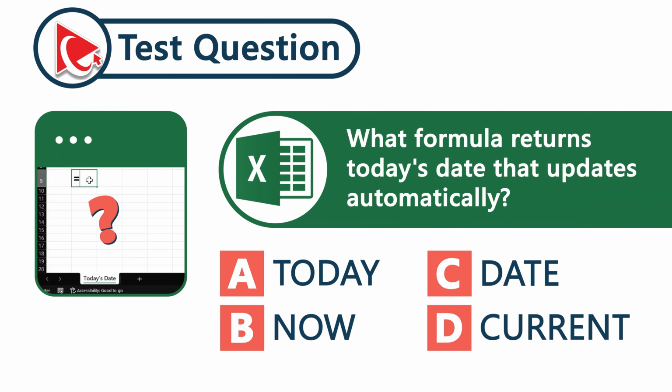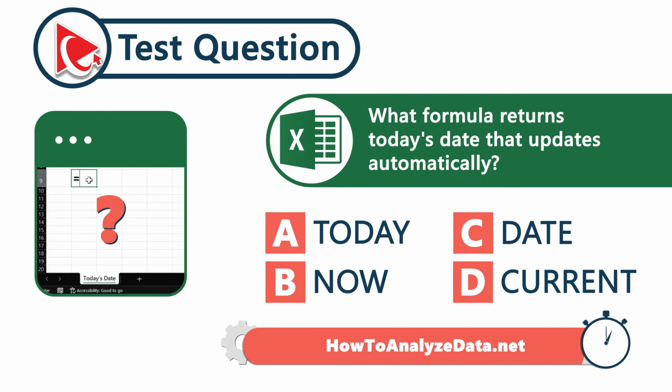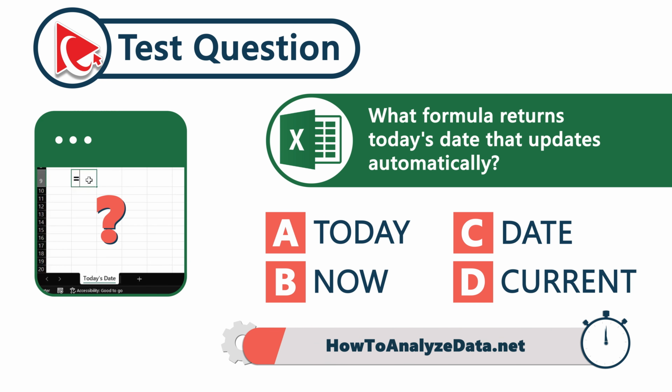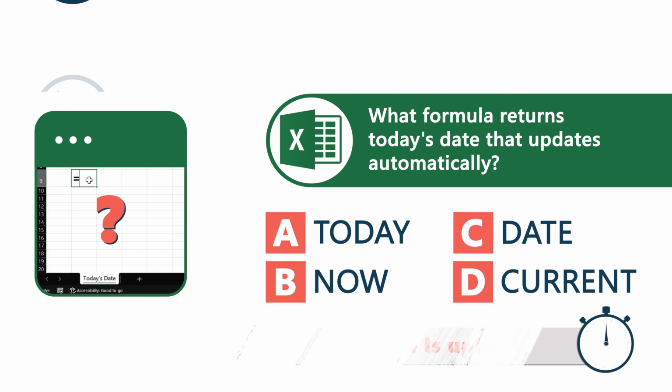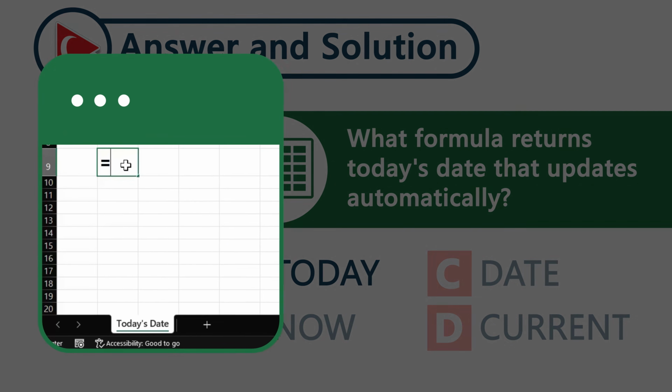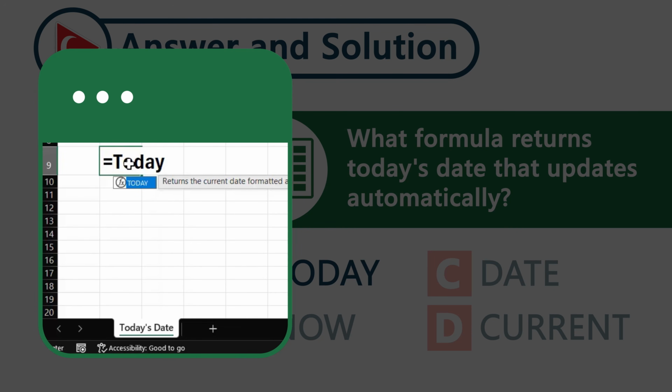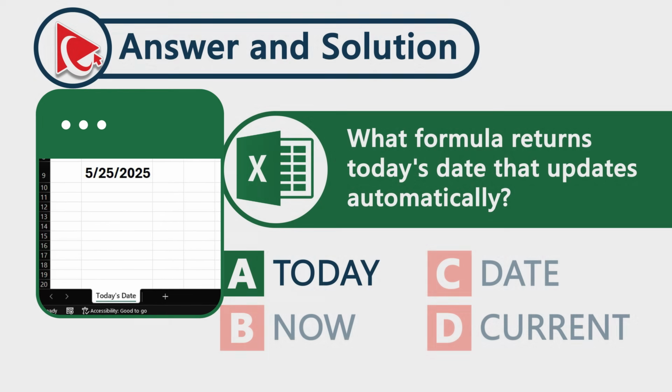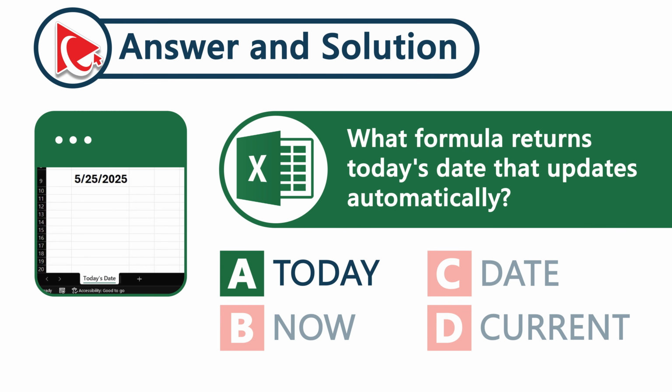In this question, you need to determine what Excel formula returns today's date that updates automatically. As you might have guessed, the correct answer here is choice A, TODAY. And this is how we can use it. In any cell, we can type TODAY, and it will auto-display the current date, which means that the correct answer here is choice A, TODAY.